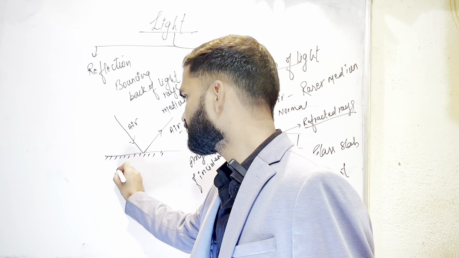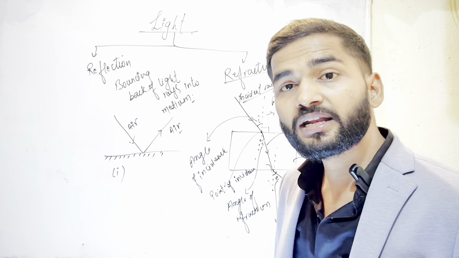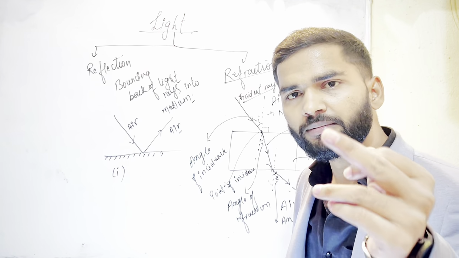What is the first? The ratio of sine of angle I. Ratio means relation. So the first law states the relation between the sine of angle I and the sine of angle R. So what is the first law? The ratio of sine of angle I to the sine of angle R is always constant.